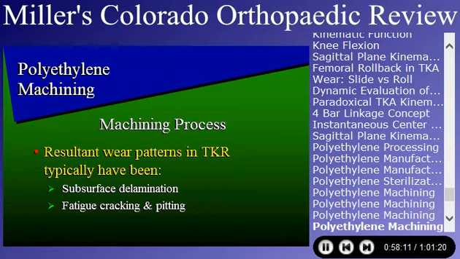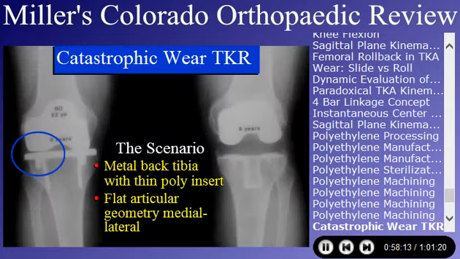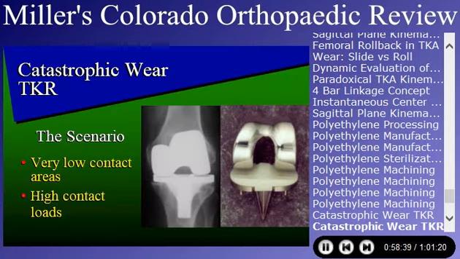So in terms of the catastrophic wear process in total knees, the scenario, you start out with a metal back tibia with a thin polyethylene insert. You have a flat articular geometry, medial to lateral, which is seen on the x-ray on the left. The next thing is you have low contact areas with high contact loads, which is seen with those x-rays right there.